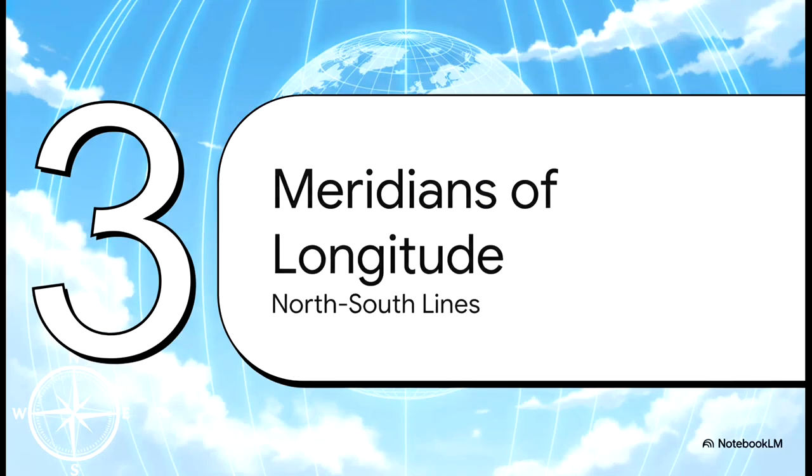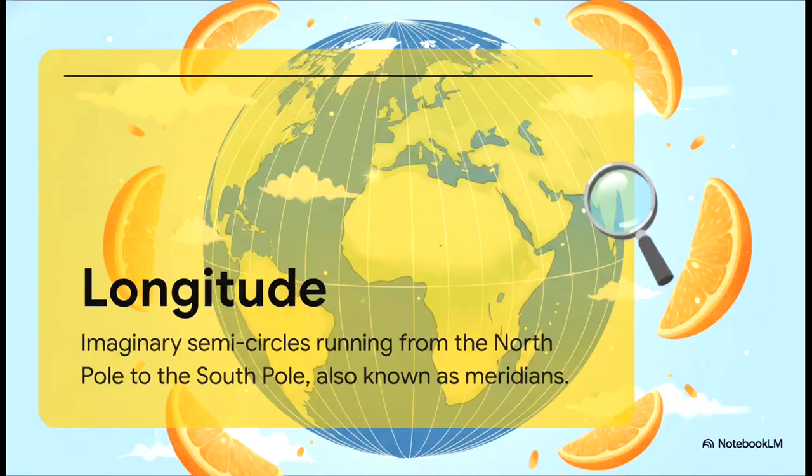But here's the thing. Knowing how far north or south you are, well, that's only half the puzzle. To find an exact spot, you need another set of lines. This time, we're talking about the ones that run from top to bottom. And these are called the meridians of longitude. Now, unlike our latitude hula hoops, these guys are not parallel at all. In fact, they all meet up at the north and south poles. A really good way to picture it is like the slices of an orange, right? They all come together at the top and the bottom.